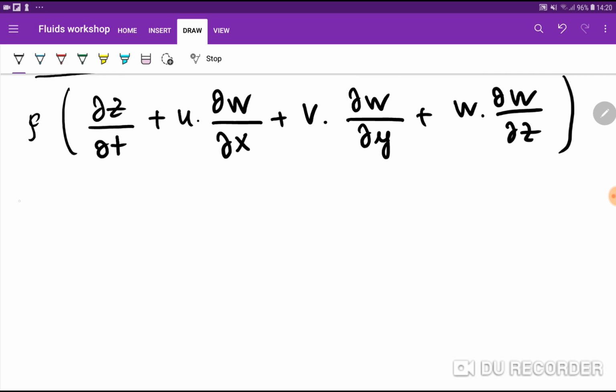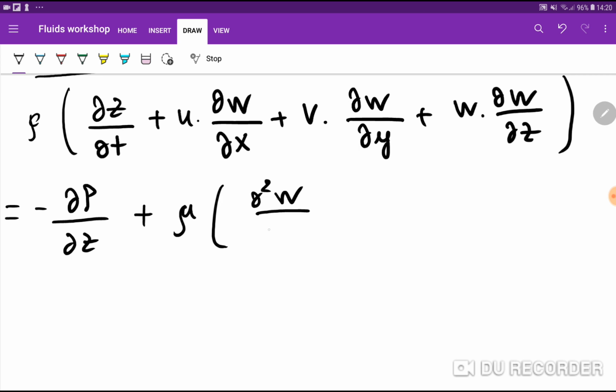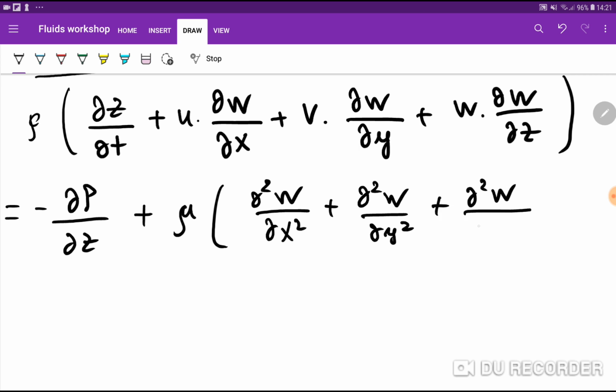So what does it equal to? Equal to the negative pressure gradient in the z direction, partial p over partial z, plus mu times the second derivatives, so partial squared w over partial x squared plus partial squared w over partial y squared plus partial squared w over partial z squared. All this plus rho times gz, the gravity effect.